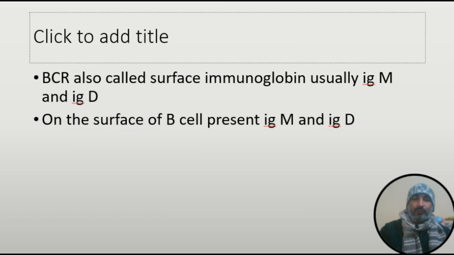Here is a very important point, that BCR is also called surface immunoglobulin, which is usually IgM or IgD. So these are the antibodies which are present on the B cell and are not yet secreted. So they become a receptor on the B cell, which is called BCR. They are usually IgM antibodies and IgG and IgD.